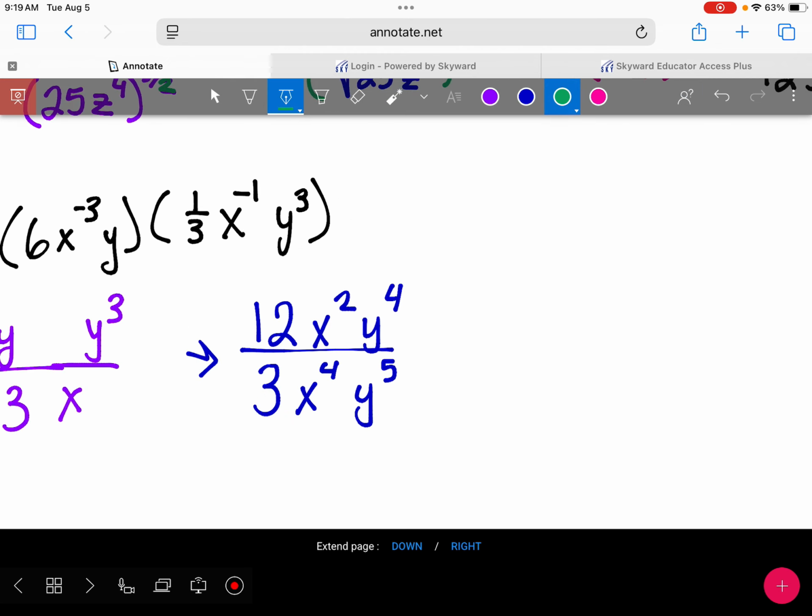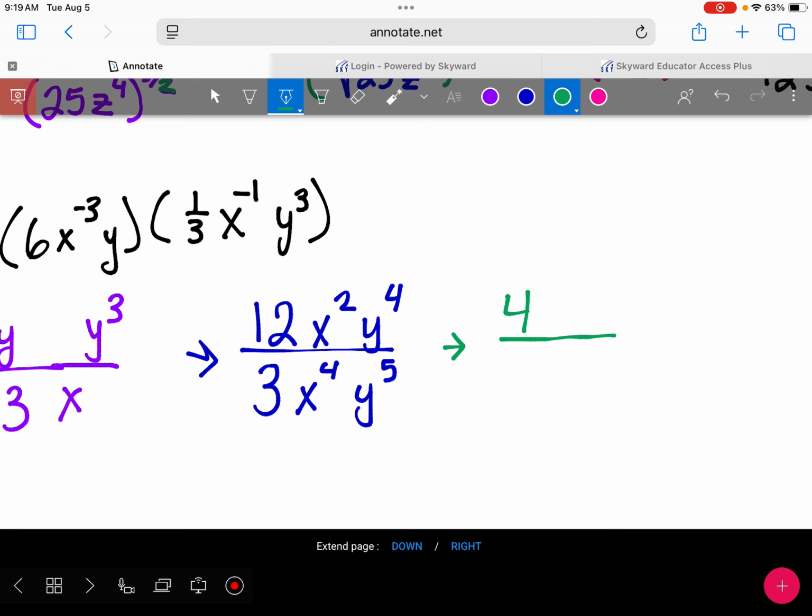When in doubt, when you're simplifying, look at each piece individually. Look at just the numbers, then just the x's, then just the y's. So if you struggle looking at things like this on how to simplify them, look at them as pieces. Because if we simplify just the numbers, 12 over 3, good? 4.